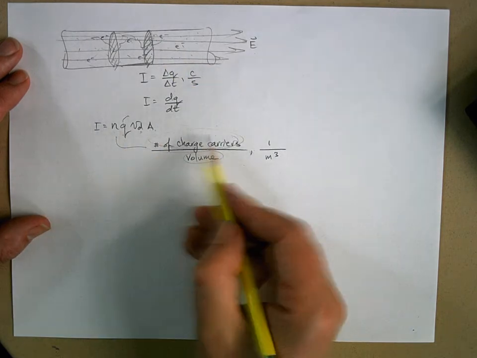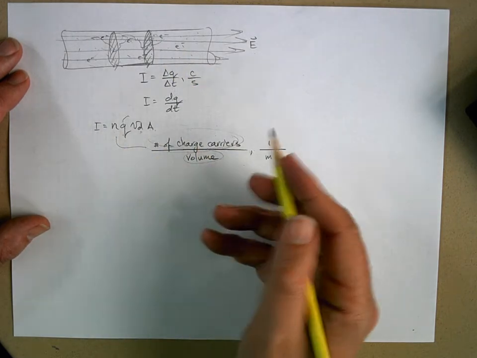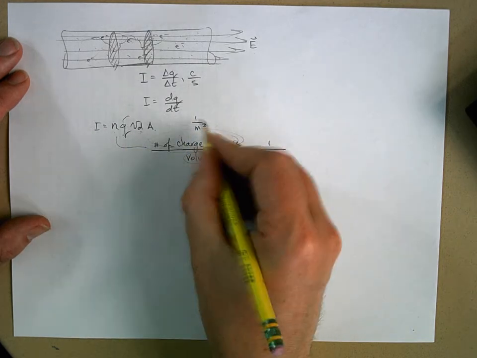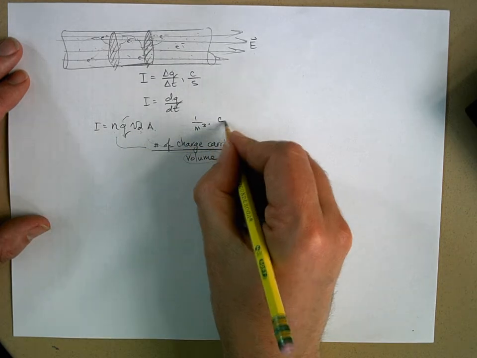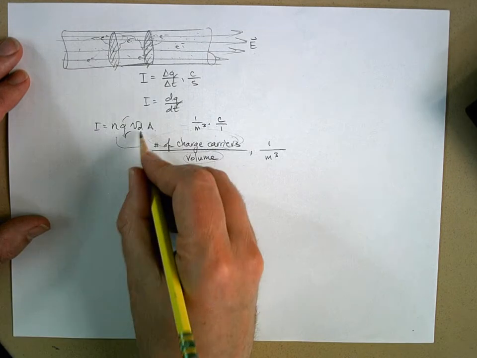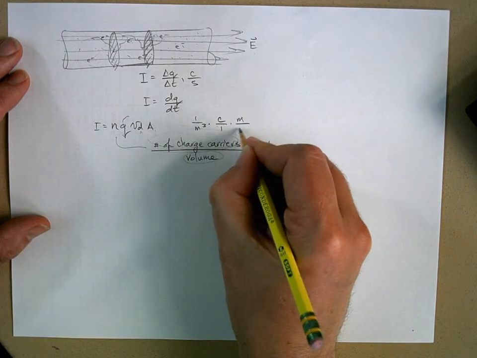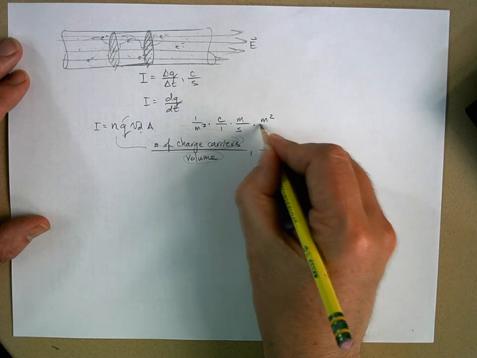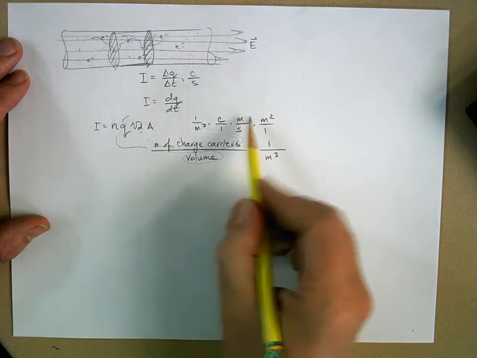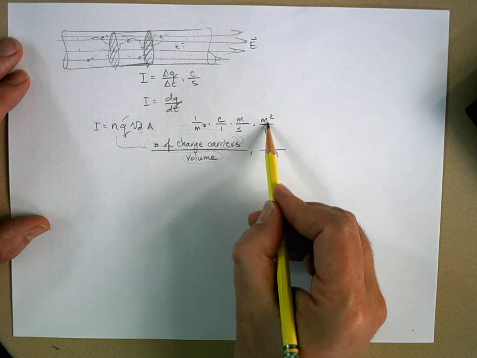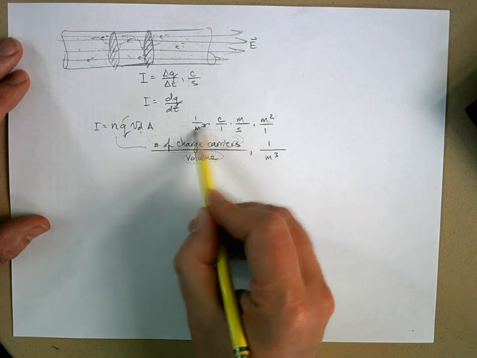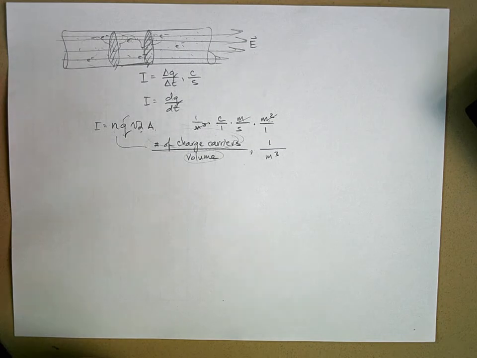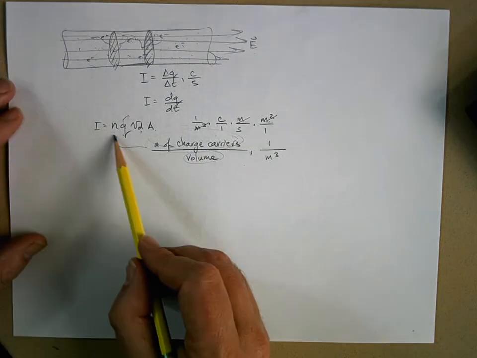Let's look at this equation in terms of units. So we have 1 over meters cubed. We have coulombs. We have meters per second. And we have meters squared for the area. And notice what we've got. Meters times meters squared is meters cubed, which cancels the meters cubed. We're left with coulombs per second. That's current.